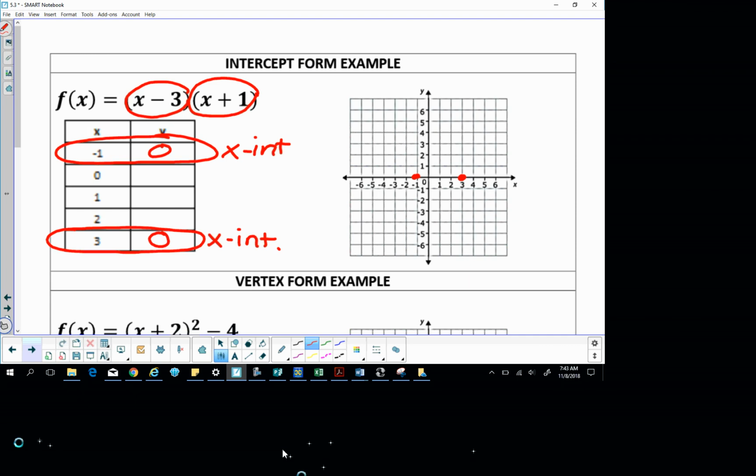No, make sure it's -3, not 3. Because if it's negative, it will look a little bit different. Give me a thumbs up once you got your table.